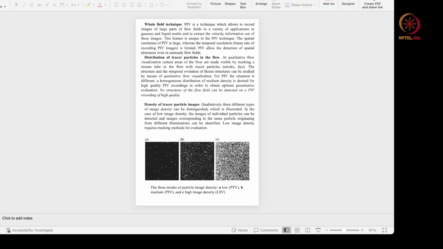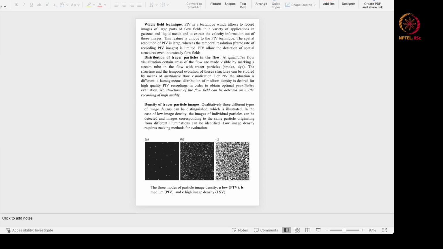Now, for PIV, the situation is very different. You need a homogeneous distribution of the seeding density for high quality PIV recordings. In a high quality PIV recording, looking at these raw images, for example at the lower bottom, you cannot see any flow structure. It was only after processing that you were able to detect the structures. Because it's a homogeneous distribution of the medium, it does not preferentially show any structures, unlike qualitative imaging. So now comes the density of the tracer particles.